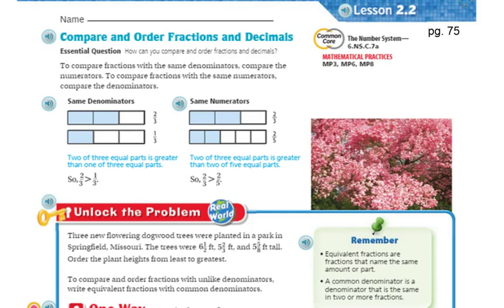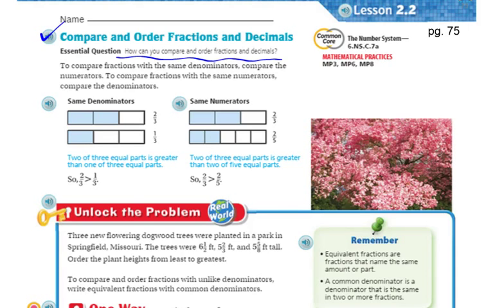All right, the topic for today's lesson is compare and order fractions and decimals. So we are comparing and ordering rational numbers. The essential question for today: how can you compare and order fractions and decimals? So we're going to be looking at a variety of ways to compare fractions with fractions, fractions with decimals, and decimals with decimals. And order them, which means getting them from least to greatest and greatest to least.